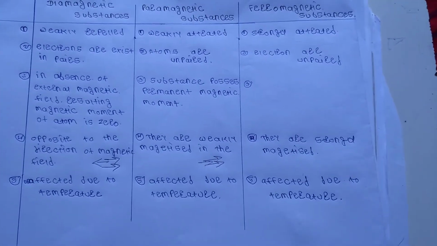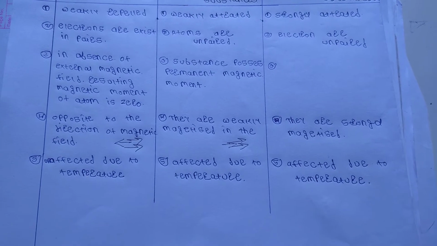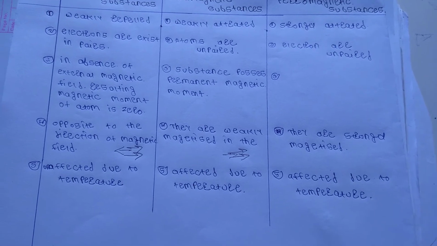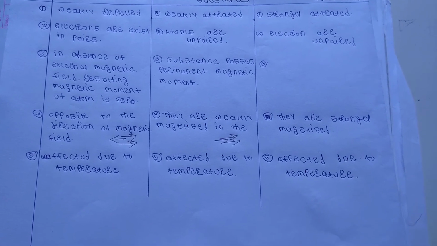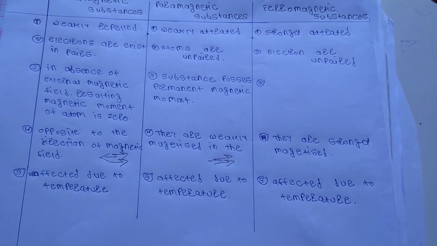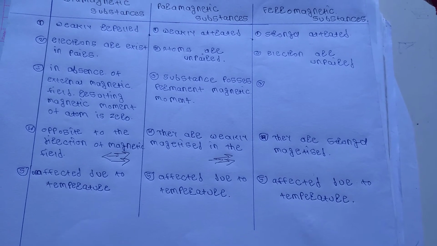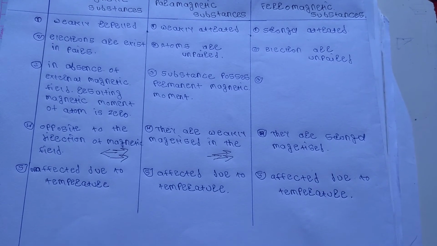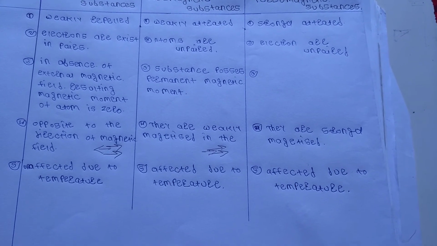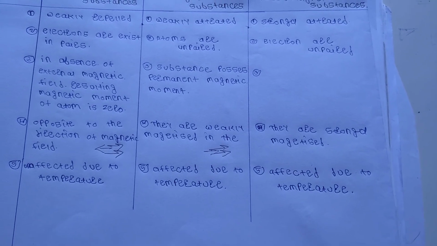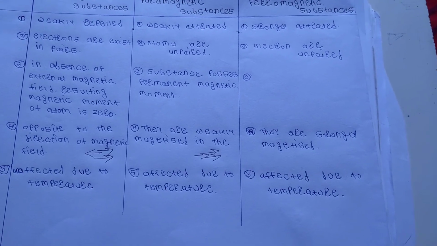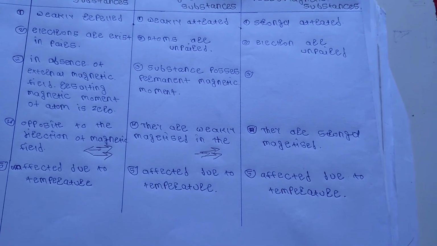The fourth point is that the diamagnetic substances are weakly magnetized in the direction opposite to the magnetic field. In case of the paramagnetic substances, they are weakly magnetized in the direction of the applied magnetic field, in the same direction. And in case of the ferromagnetic substances, the substances are strongly magnetized in the direction of the applied external magnetic field.